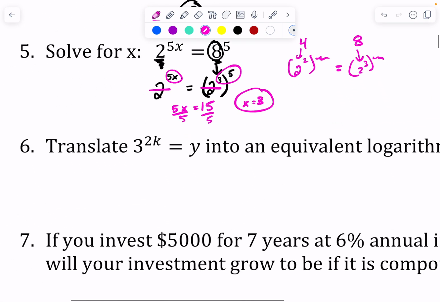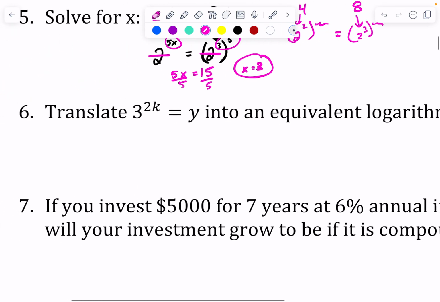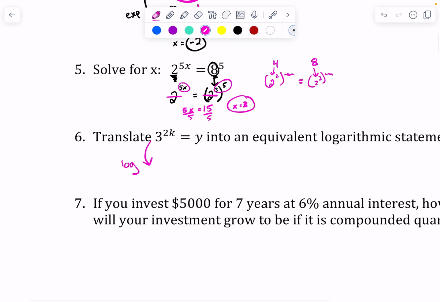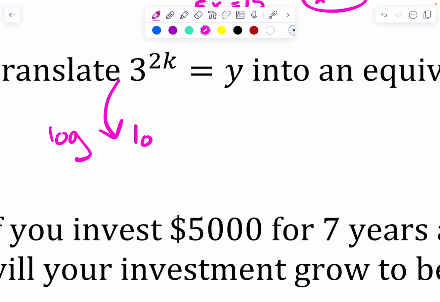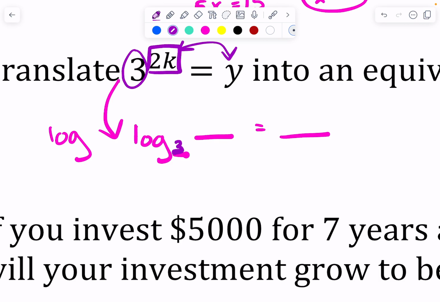That was 5. Translate into equivalent log statement. So now we are going from exponential world to log world. All right, so we have a log with a base of something equals something, right? I have to figure out what my 3 pieces are. So first number stays in the same spot. This becomes a 3, and then the second 2 numbers switch. And actually this 2k, that's kind of confusing. The 2k is 1 unit together, right? So log base 3 of y equals 2k.